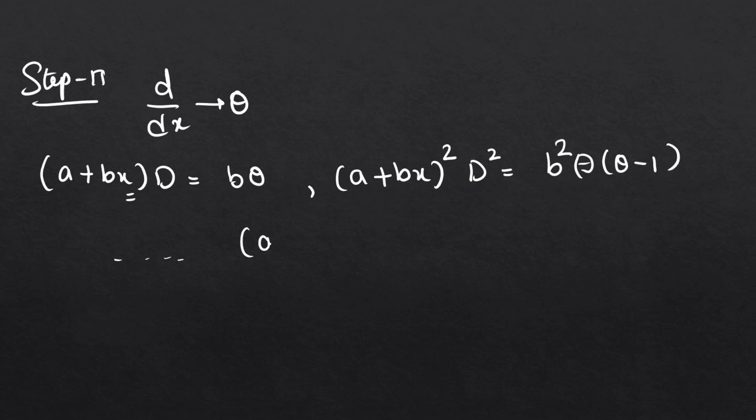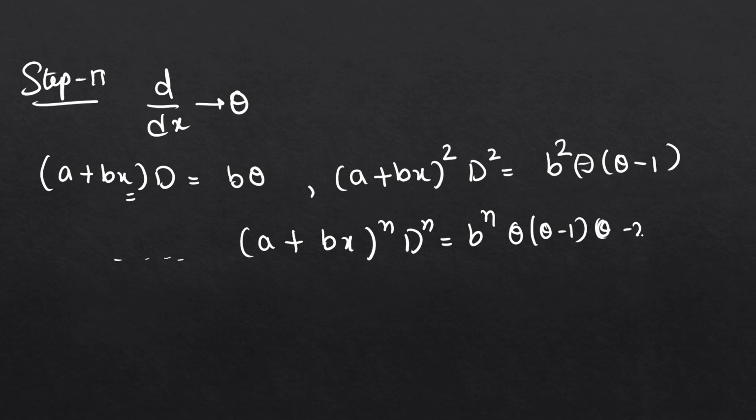Up to so on. If I want to write down (a plus bx) raised to power n D raised to power n, how can we replace it? b raised to power n theta (theta minus 1) (theta minus 2), up to so on. The last value here would be theta minus (n minus 1). So it could be replaced.